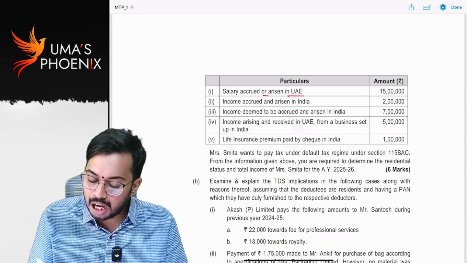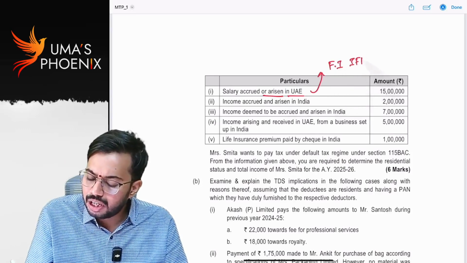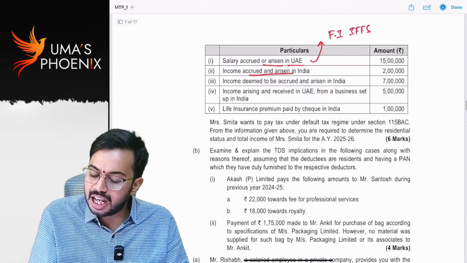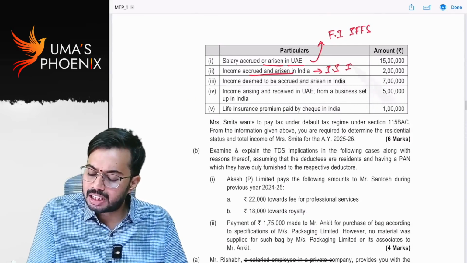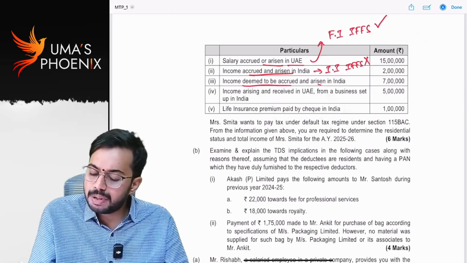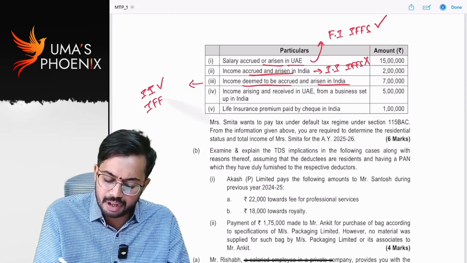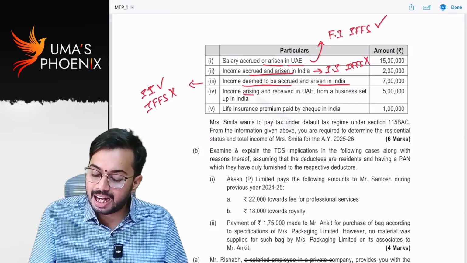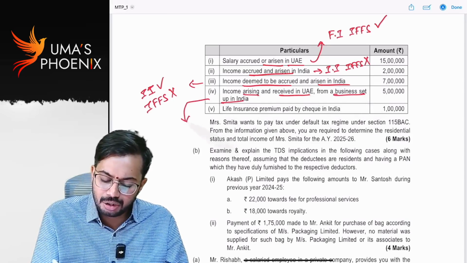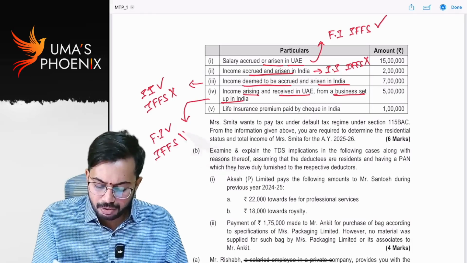Okay. Salary accrued and arose in UAE. It is foreign income and it is also income from foreign sources. Income accrued and arose in India is Indian income. It is not income from foreign sources. Income deemed to accrue in India is also Indian income and it is not income from foreign sources. Income arising and received in UAE from a business set up in India is foreign income, but it is not income from foreign sources.